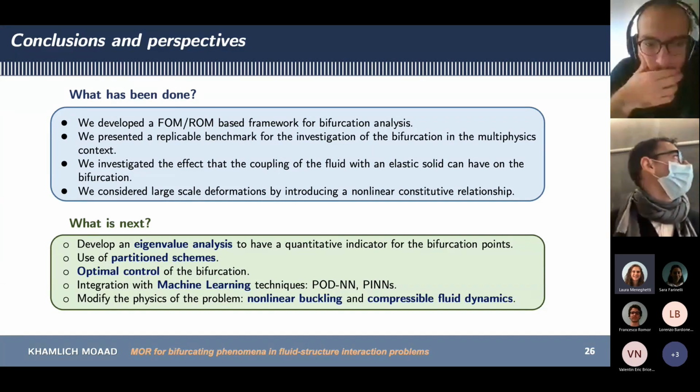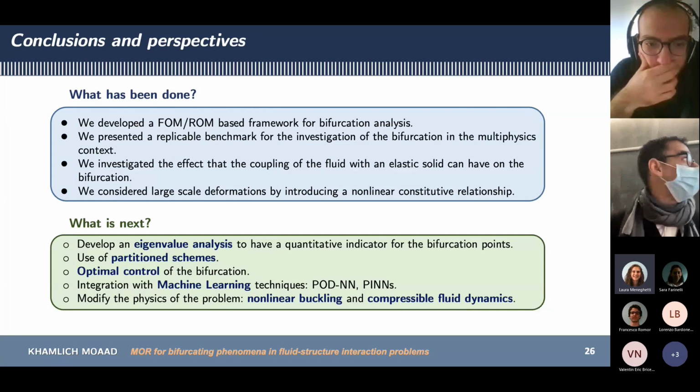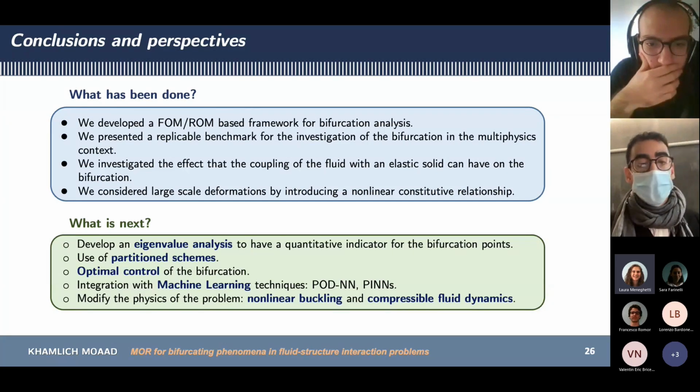And the last thing, which is state of the art for reduced order modeling right now, is to integrate our framework with machine learning frameworks, for instance, by using a neural network coupled with the proper orthogonal decomposition, or by using physics-informed neural networks.